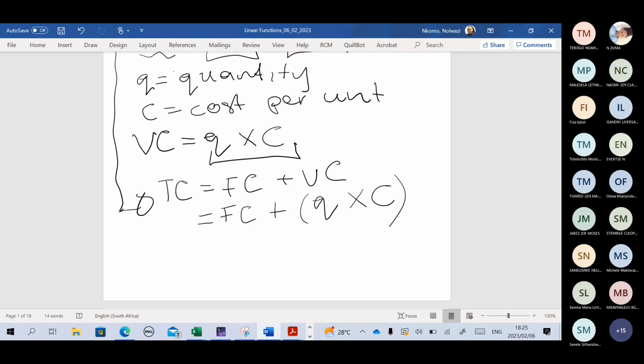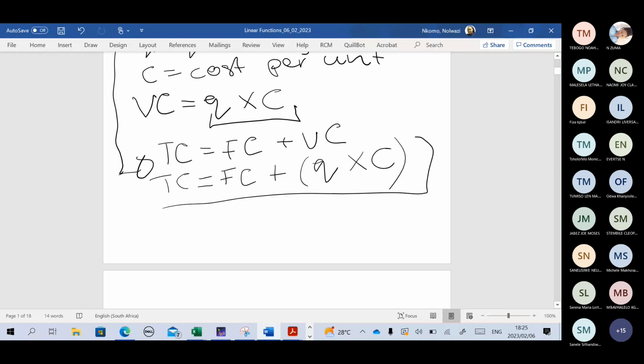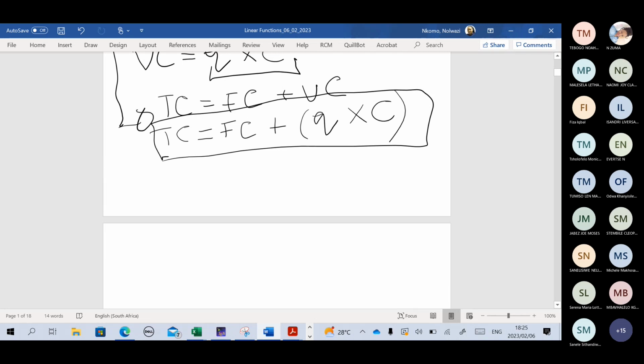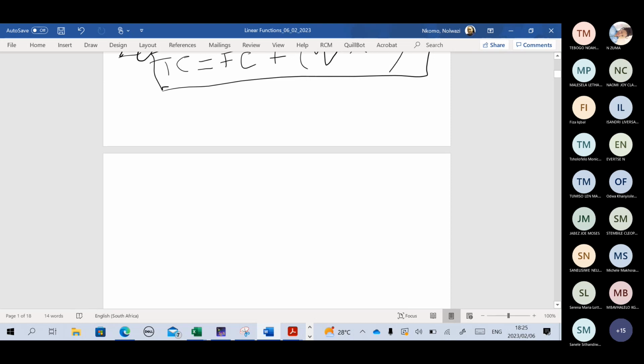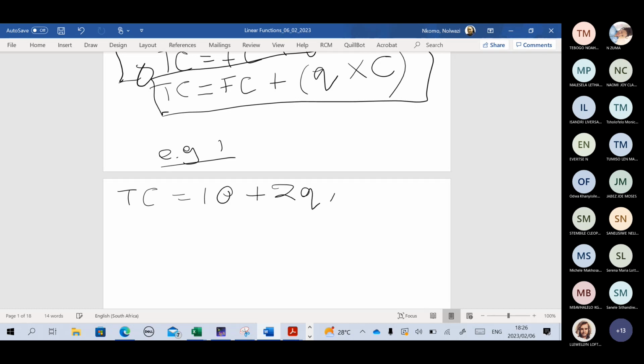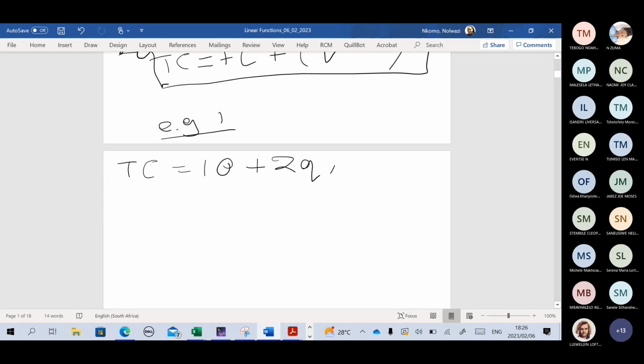Okay, so we can use this linear equation to calculate the total cost. And we can draft this linear function using either the slope and the vertical intercept or one point. Let's say we are given this function and we are asked to draw the graph that represents this function. Let's say, for example, we are given the total cost as 10 plus 2Q, right? And we are asked to plot this function.